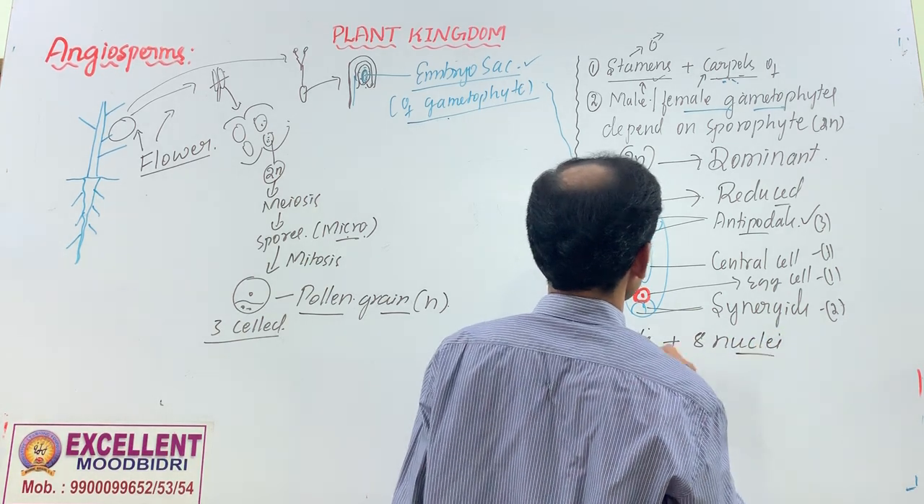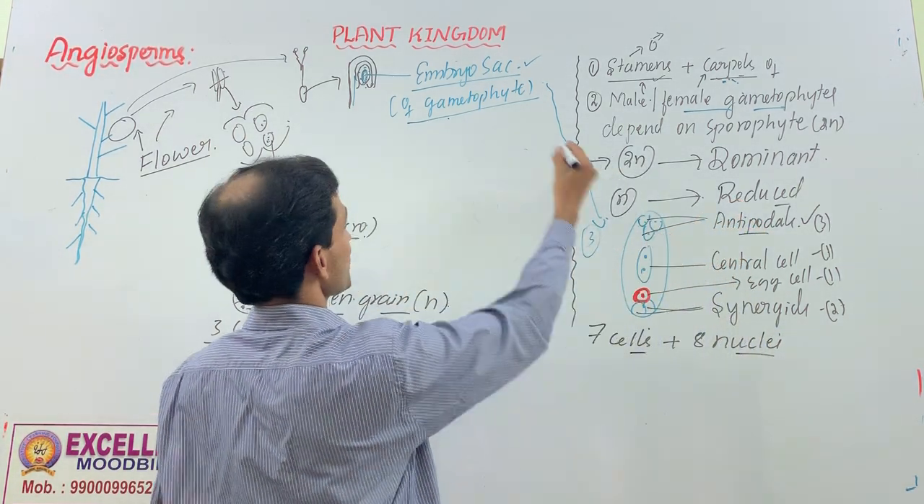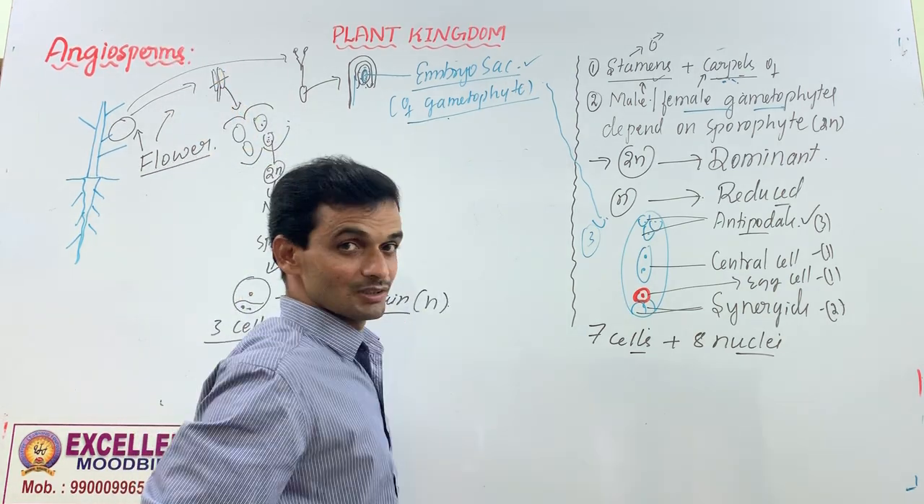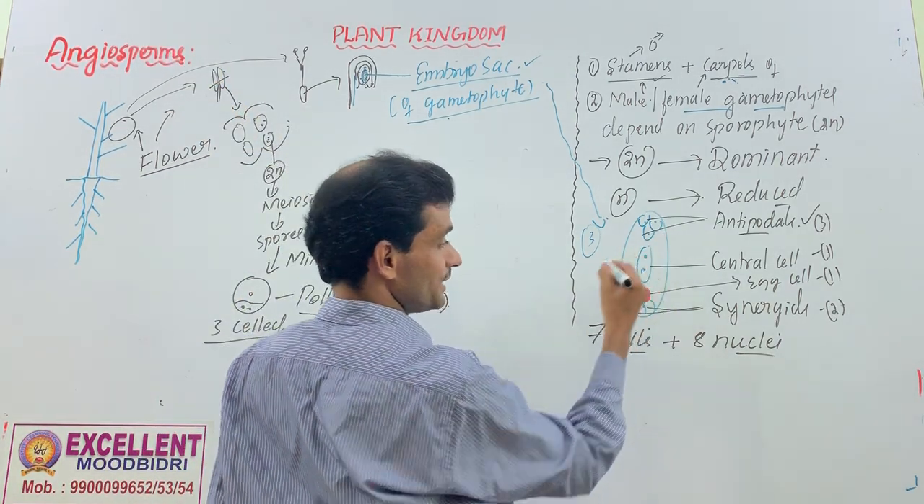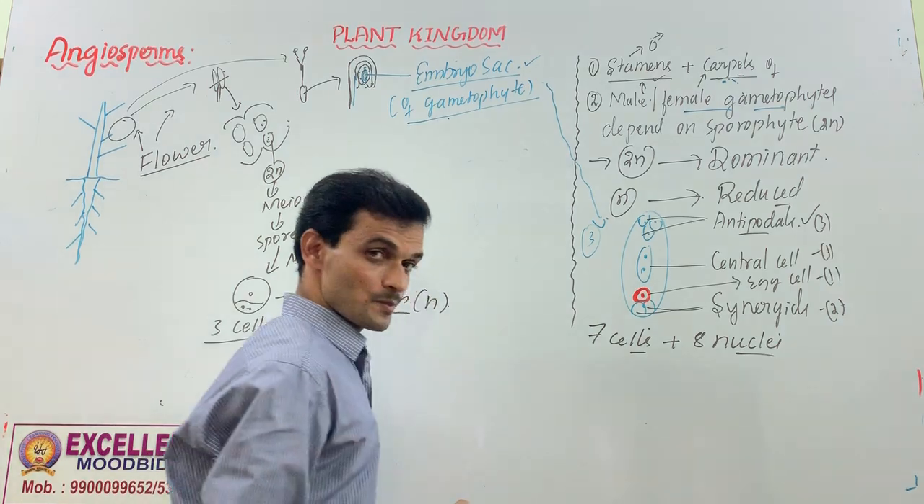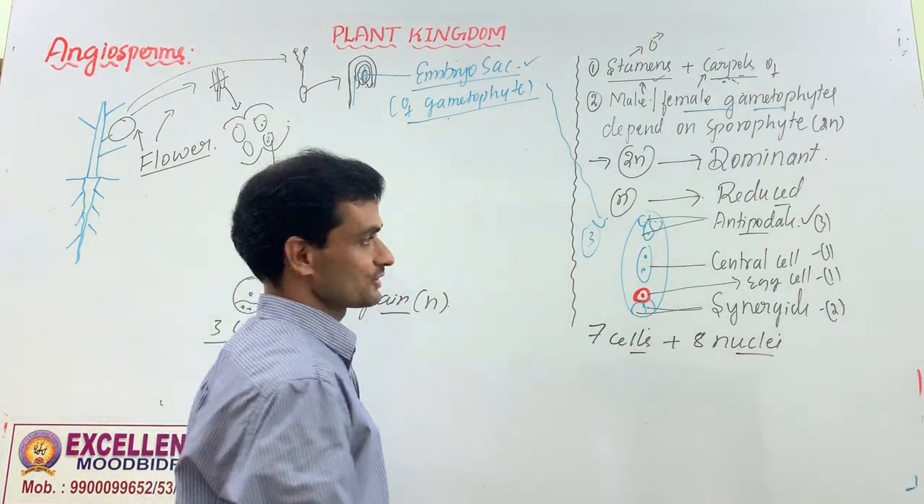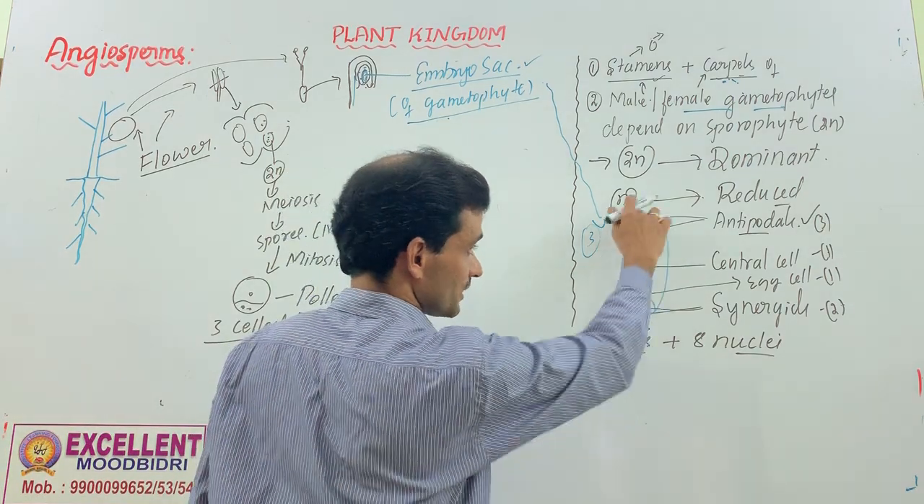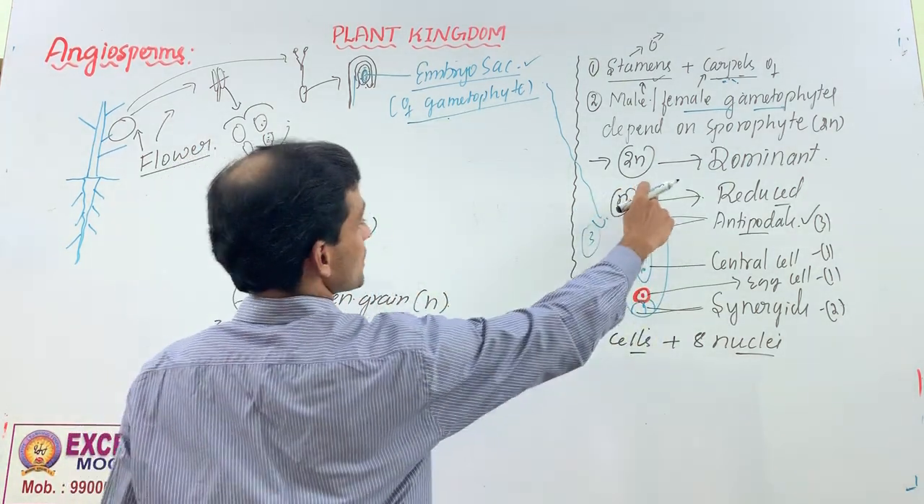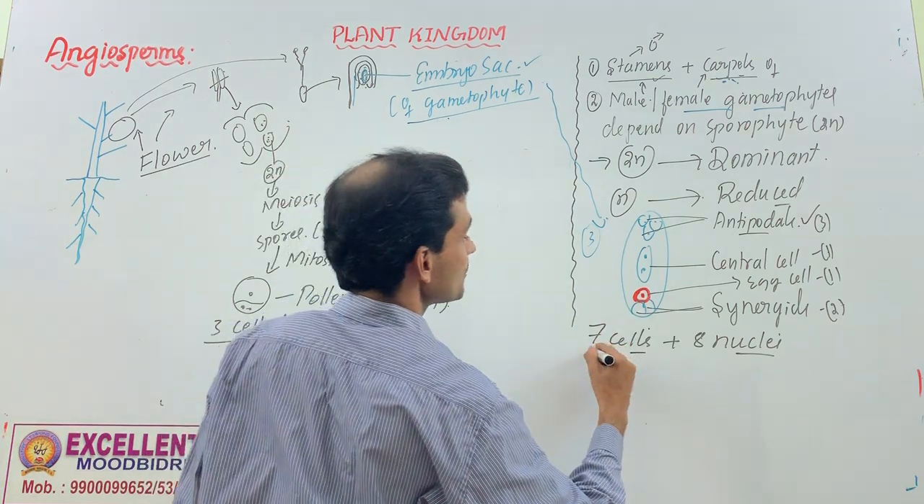That is the characteristic of female gametophyte embryo sac of angiosperms. 7 cells, 8 nuclei, because central cell has 2 nuclei. One is egg, other cells are not eggs, they are not gametes. They just support the egg inside the structure. Now you can ask me one question: how is this gametophyte formed?